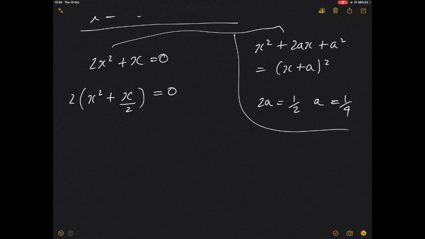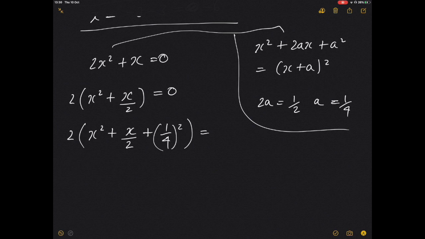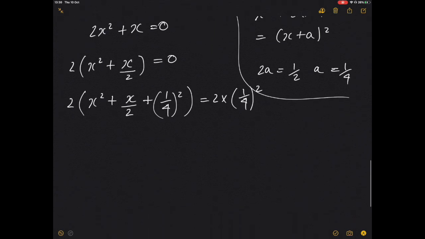Okay, so our answer would be 2x squared plus x over 2 plus a quarter squared equals a quarter squared multiplied by 2. So 2 multiplied by a quarter squared. So let's tidy this up a bit.